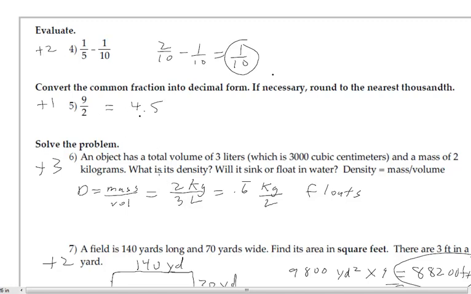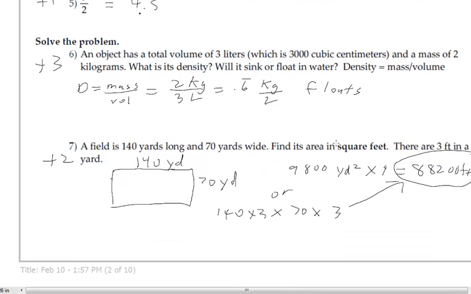On 6, you're supposed to determine if it floats. Its density is mass divided by volume. I gave you the formula. So the mass is 2 kilograms. Volume is 3 liters. It's 0.6 repeating kilograms per liter. If it's less than 1, it floats. If it's over 1, it sinks.